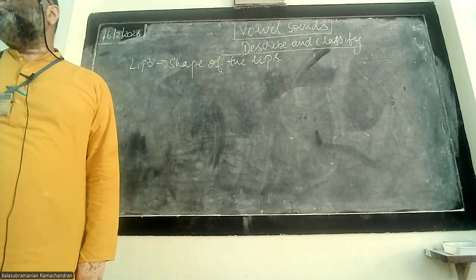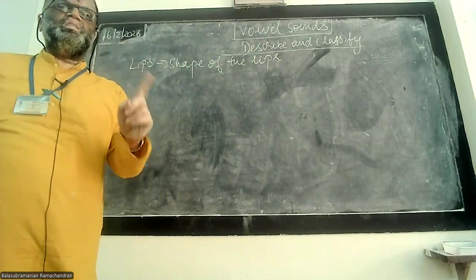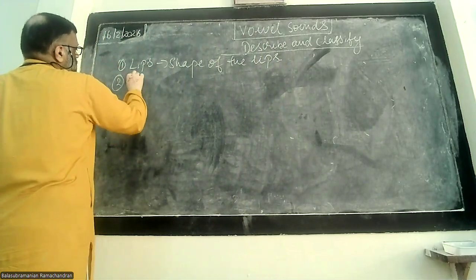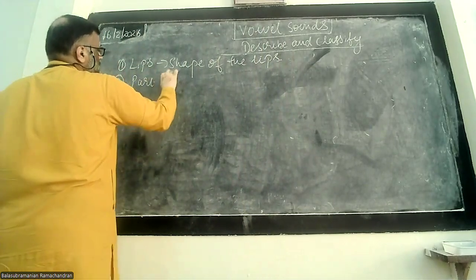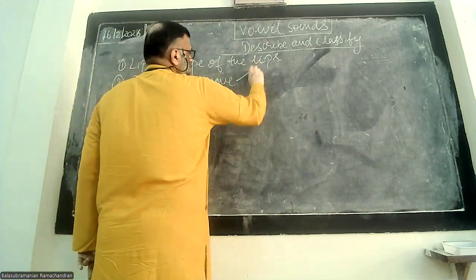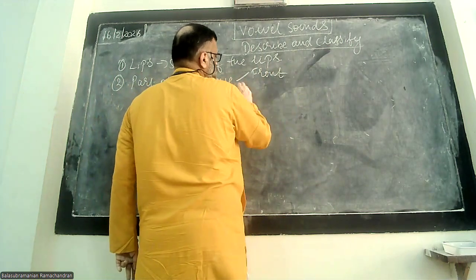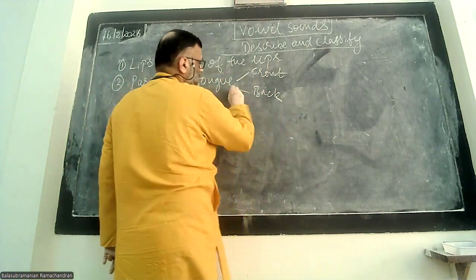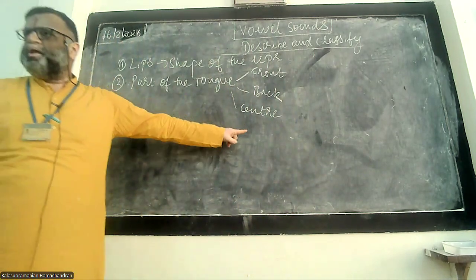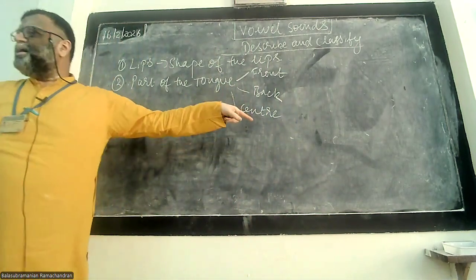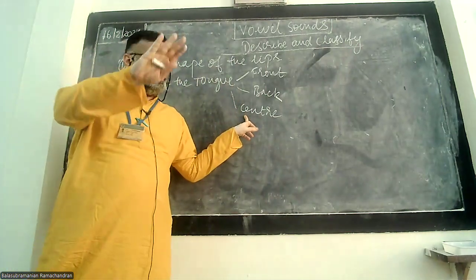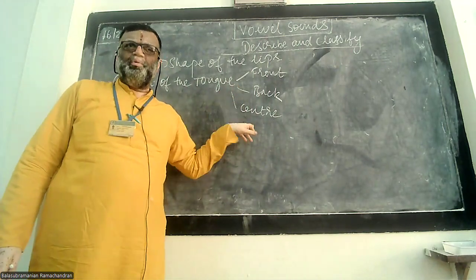Then the second one, part of the tongue, whether it's front, back, or center. I'm using the British spelling, so don't worry if you come across the spelling CNTR. It is the American spelling. This is the British spelling that we are following.